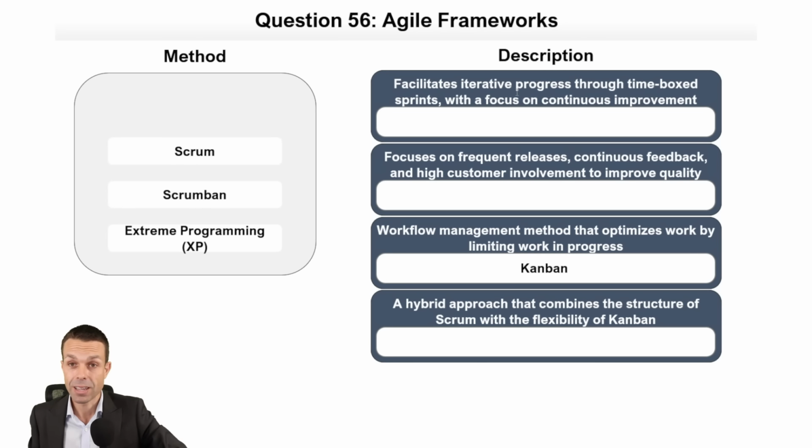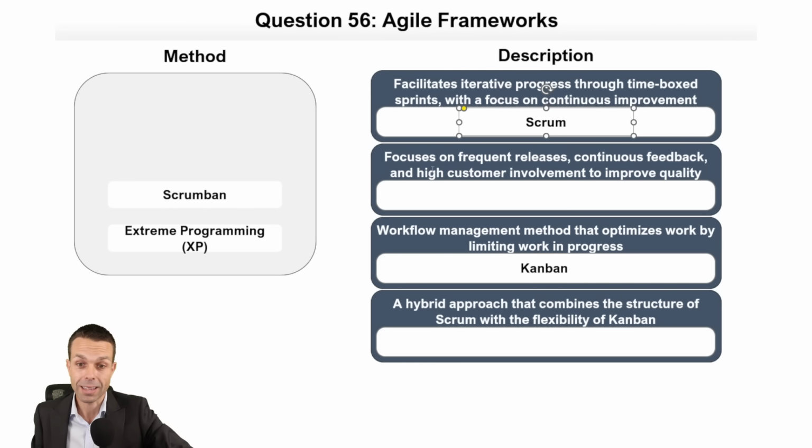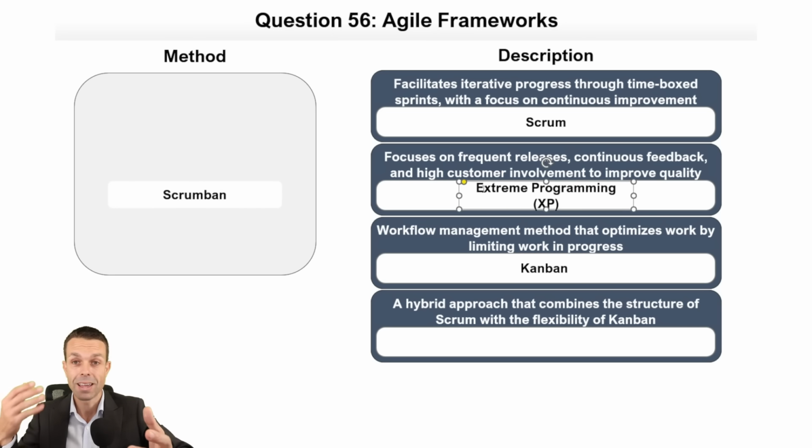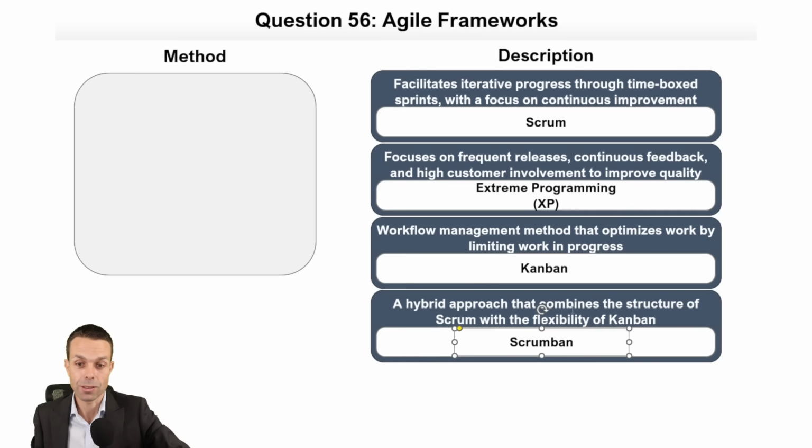If we facilitate iterative progress through time-boxed sprints, when do we use sprints? We use sprints in Scrum with a focus on continuous improvement, focus on frequent releases, continuous feedback, and high customer involvement. Oh, that could be either one. Probably extreme programming, because Scrumban is a combination of Kanban and Scrum. So here we go, Scrum with the flexibility of Kanban. We put those two things together, and that's how most Agile teams work these days, a combination of those two things. So let's have a look and see how we went.